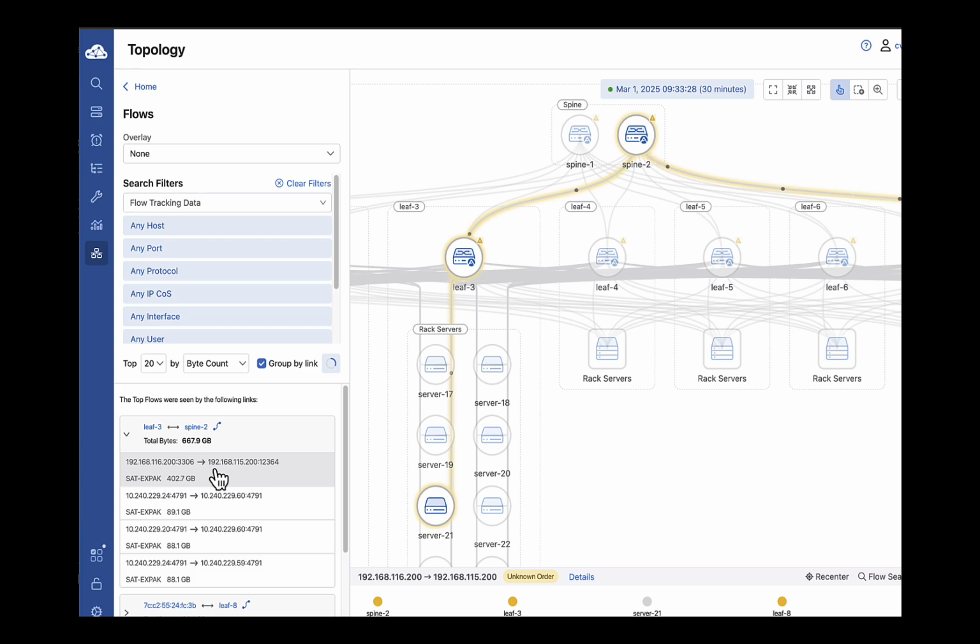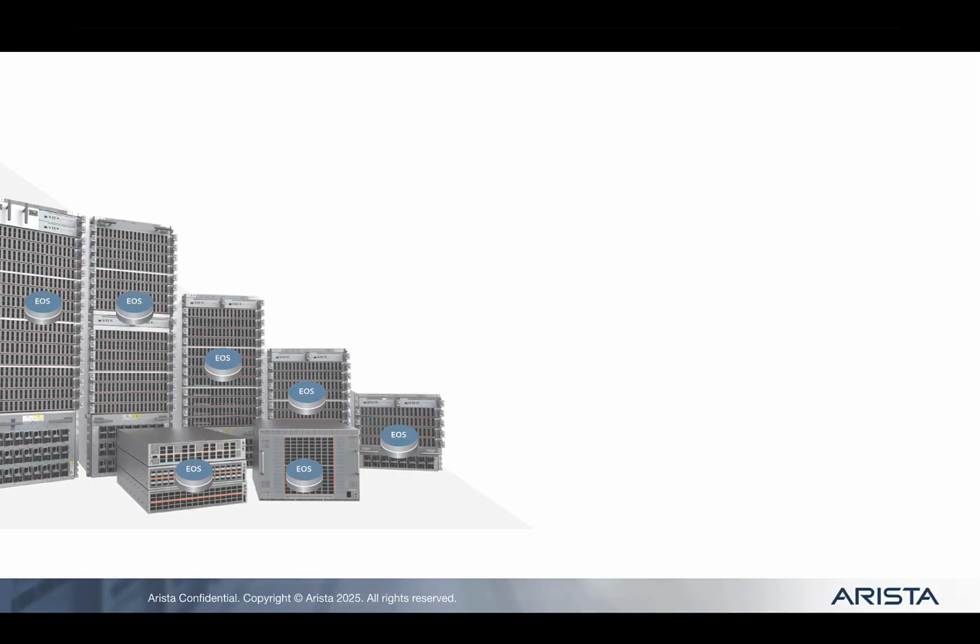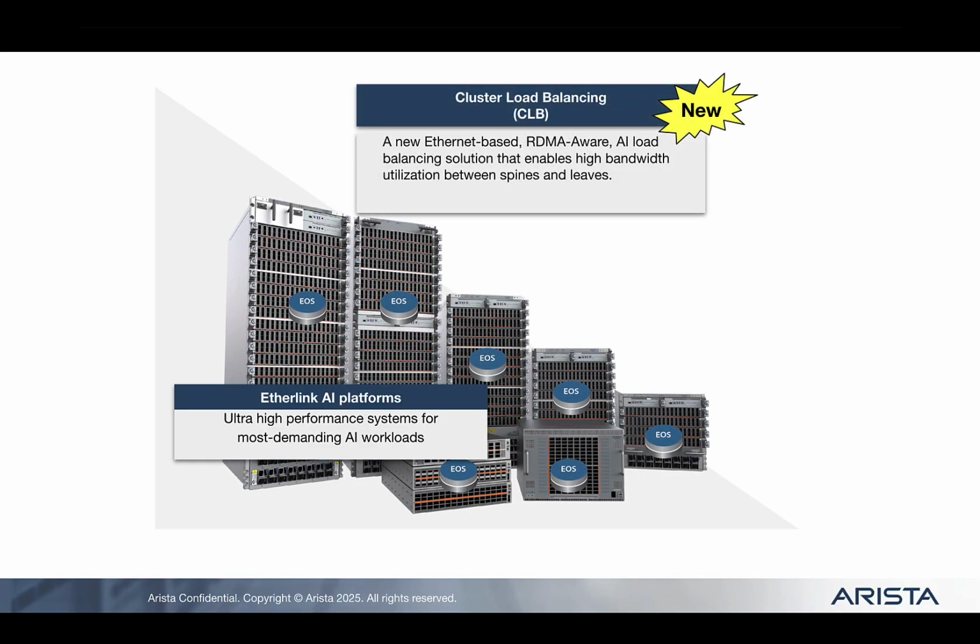This is a common problem we've seen in our customer deployments. AI clusters usually have low entropy of large bandwidth flows. Traditional load balancing is flow-based, so the distribution of flows becomes suboptimal with AI workloads, leading to congestion issues. The newly introduced cluster load balancing for AI workloads in EOS can help in situations like these to ensure balanced utilization and consistent low latency.